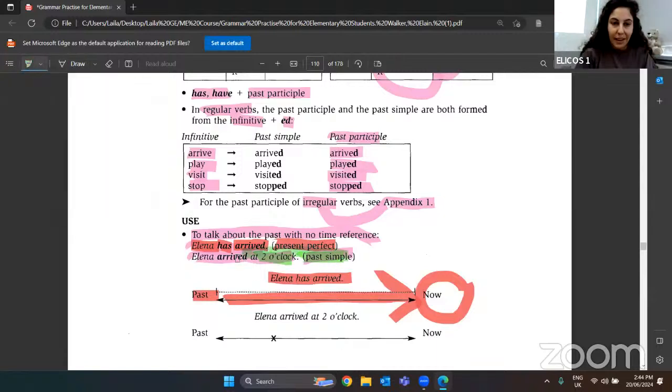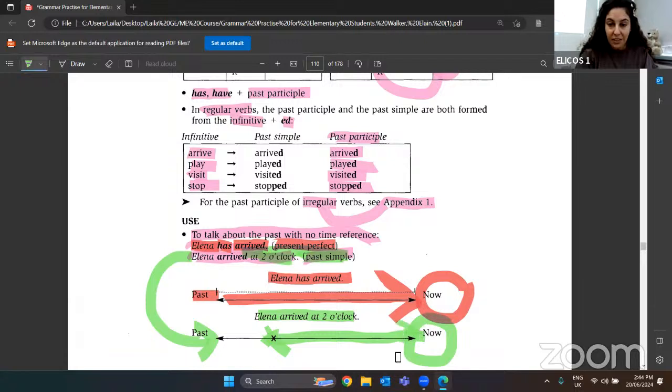so the past simple, I could see here that Elena arrived at 2 o'clock. So this X is 2 o'clock, and this is the moment that we're speaking. So we know it was 2 hours ago. She arrived at 2 o'clock. Okay, and now we don't know what time it could be now, but at least I can tell you what time in the past. So that's the difference between the present perfect and the past simple.